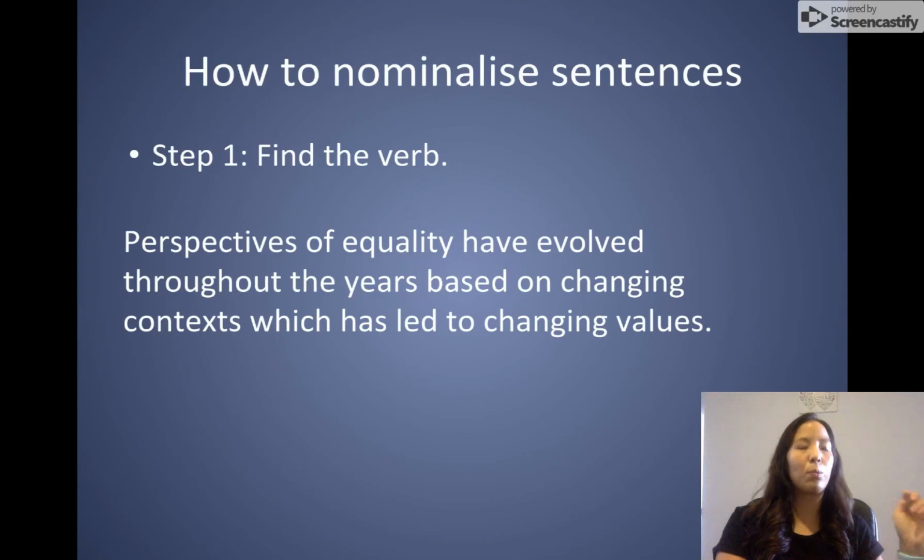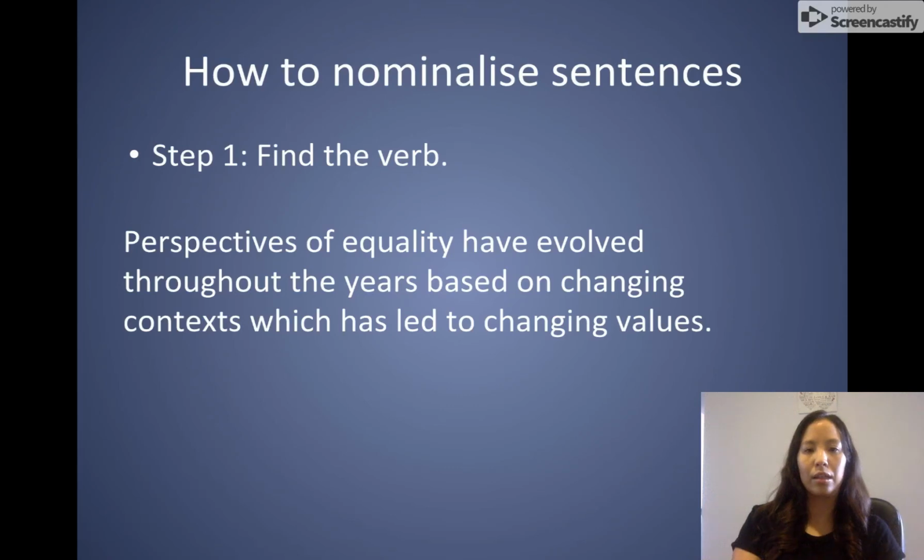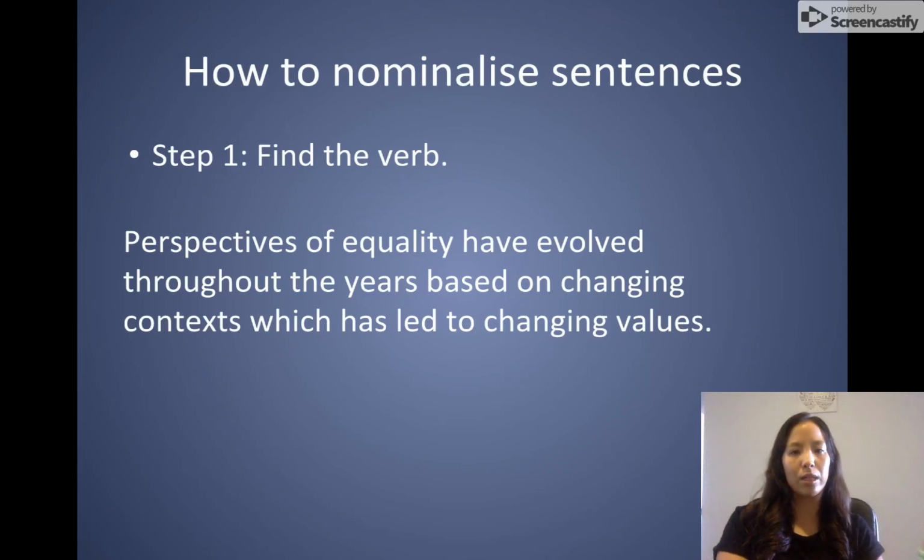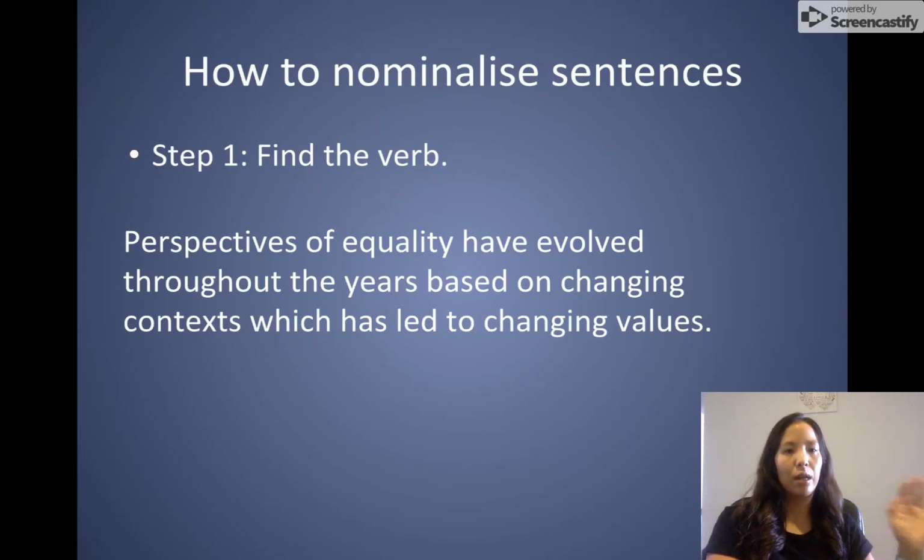Again, please make sure you're pausing this as we go. So step 1, find the verb. Here's my sentence, and I want you guys to write this down and have a go at it. Perspectives of equality have evolved throughout the years based on changing context, which has led to changing values. Please pause this now so I can move on.